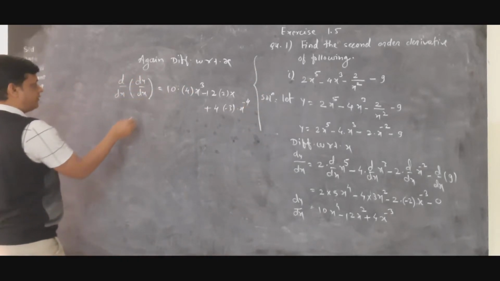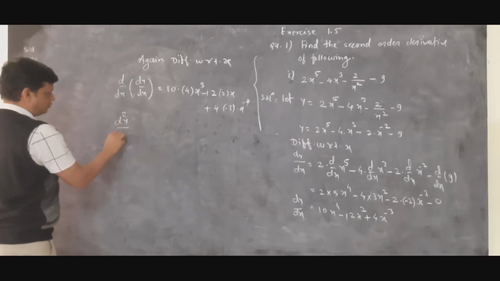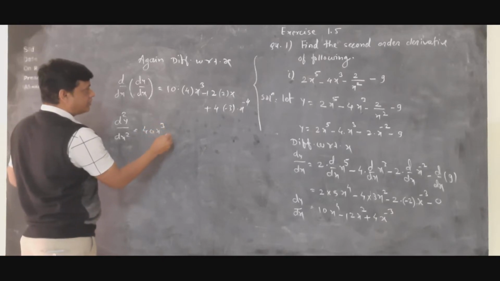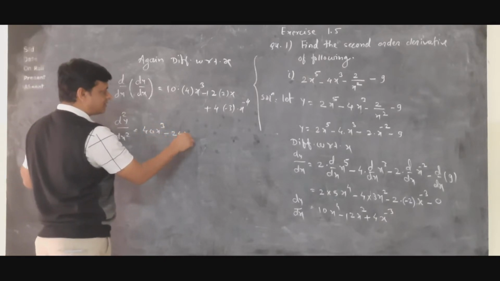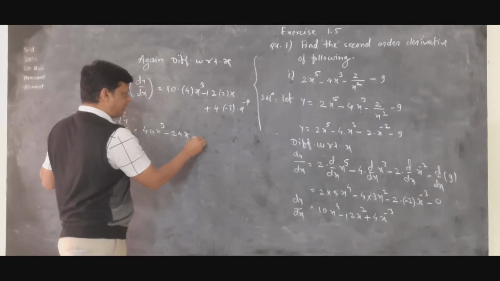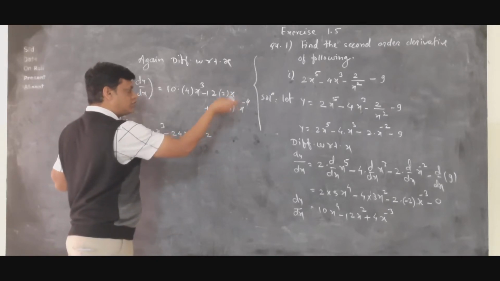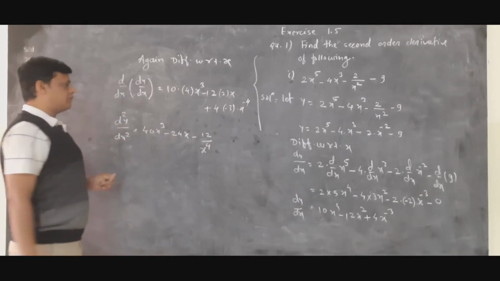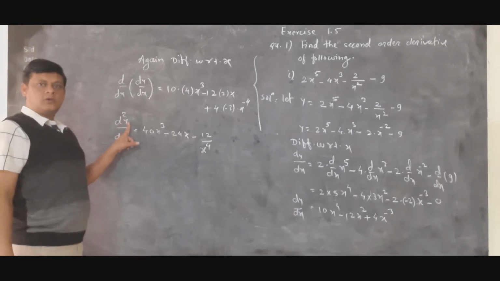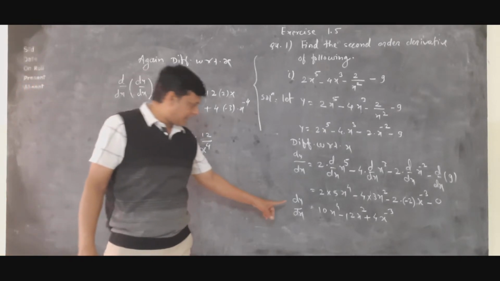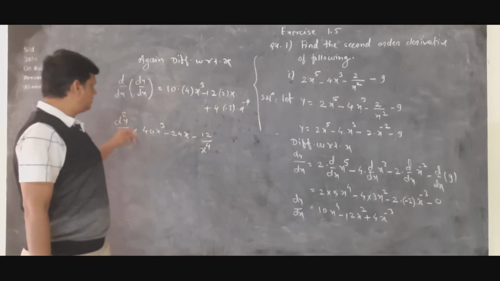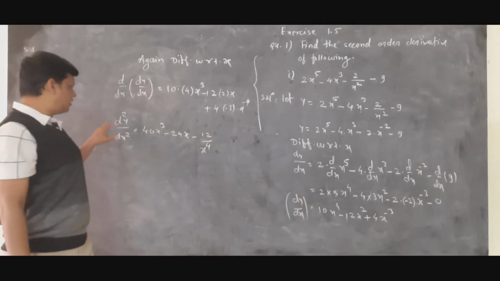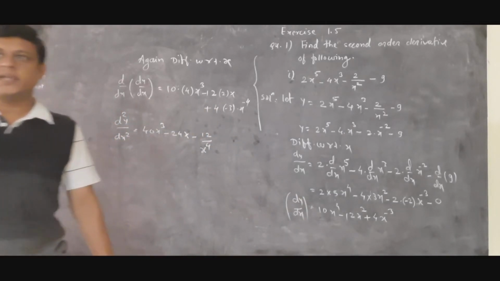So d by dx of dy by dx, we write d2y by dx2. So write here 40x cube minus 24x, and here plus minus we get minus 12, and we write this x raised to the power minus 4 in denominator. So write x raised to the power plus 4. So in this way we find derivative of given function as dy by dx first, then again differentiate that first order derivative, we get a second order derivative. So in this way we find second order derivative.